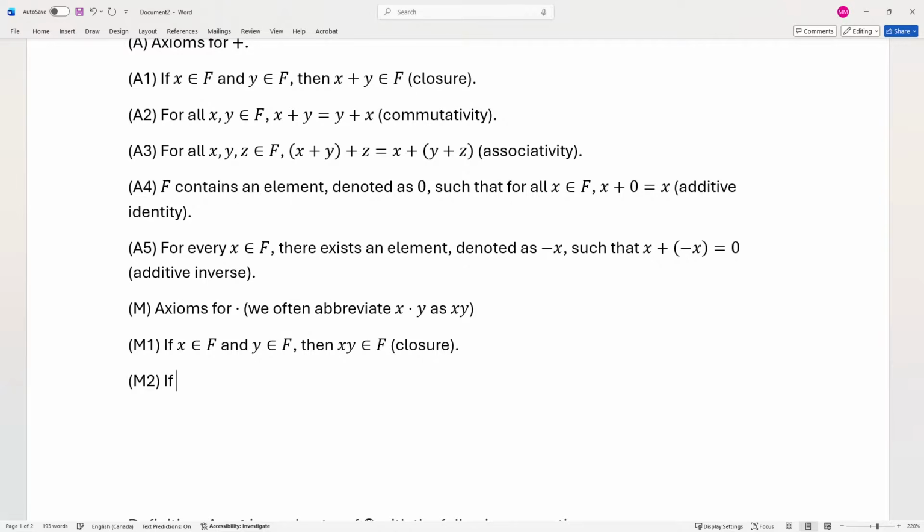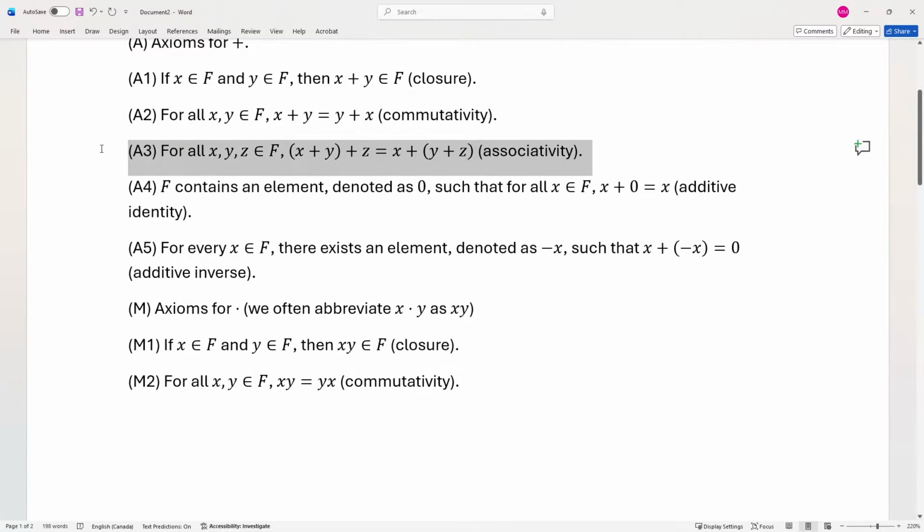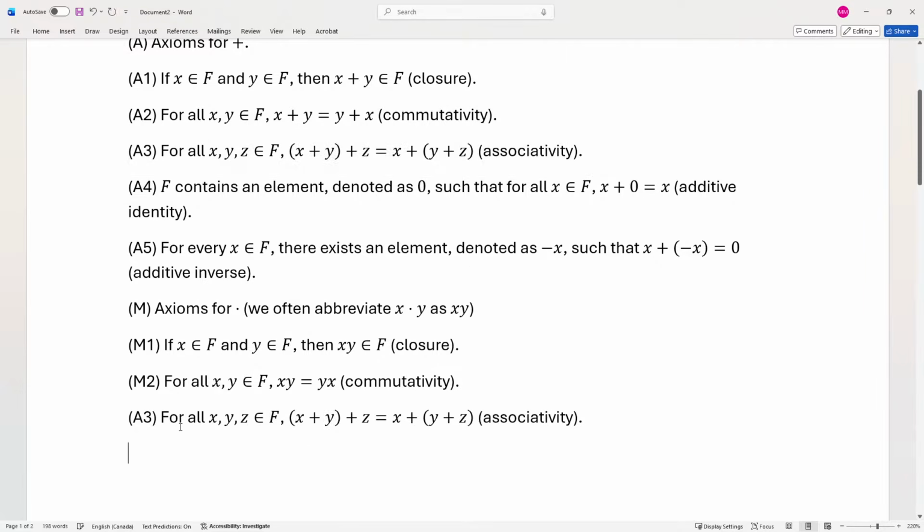M2. We want the multiplication to be commutative, right? This is a direct analog of A2. For all x and y in F, x times y equals y times x, commutativity. All right. And then let's do associativity. Associativity also holds for multiplication. So that's the axiom: x times y, and then times z, is equal to x times the quantity y times z. That's the associativity. We want that as well. Actually, it's M3.